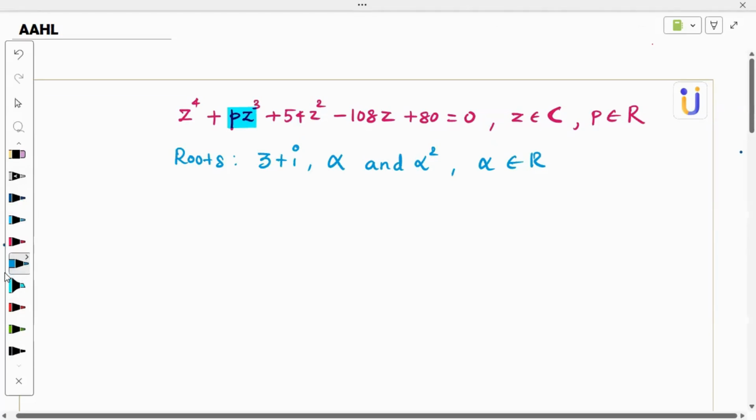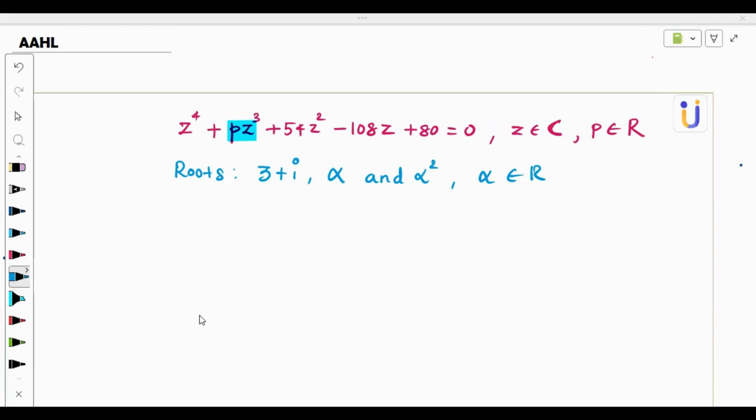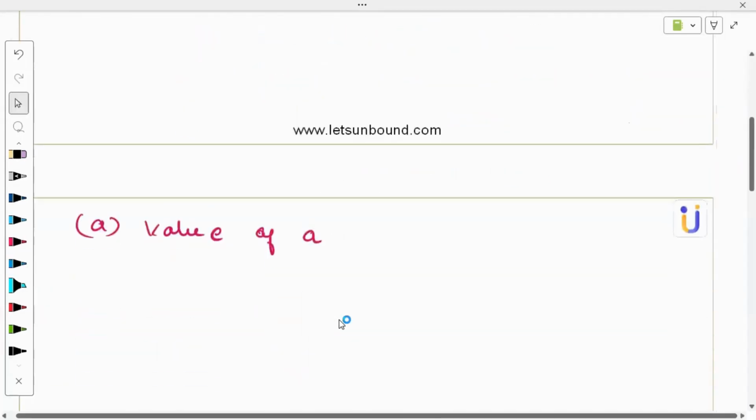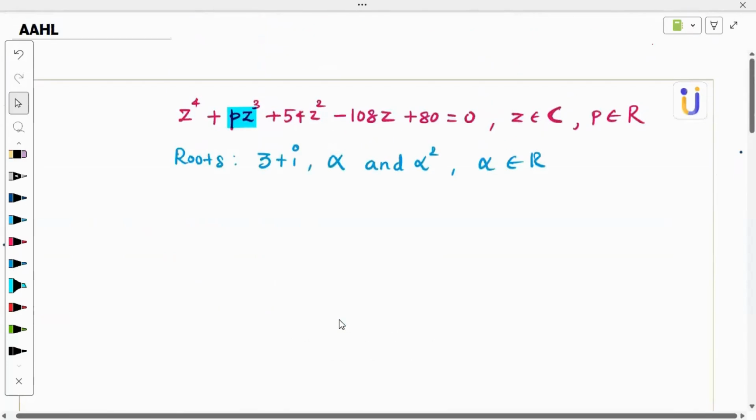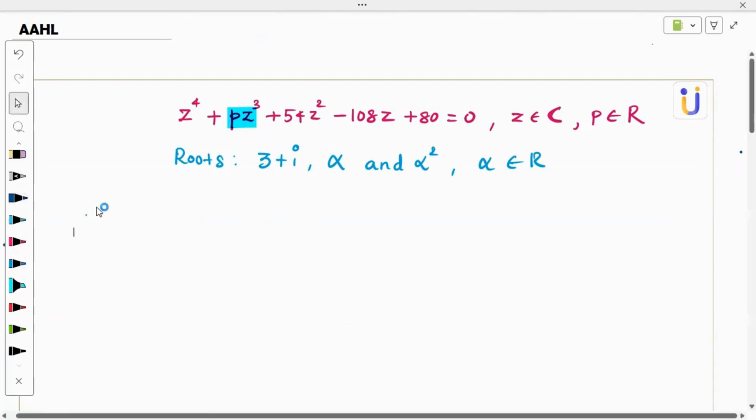Here we have one more unknown. And the roots are given for this. It's 3 plus i, alpha and alpha square. So let's start. First thing, we need to find the value of alpha here. And then second part, we need to find the value of p. And also here there is a clue given. Using the product rule, we can find it.